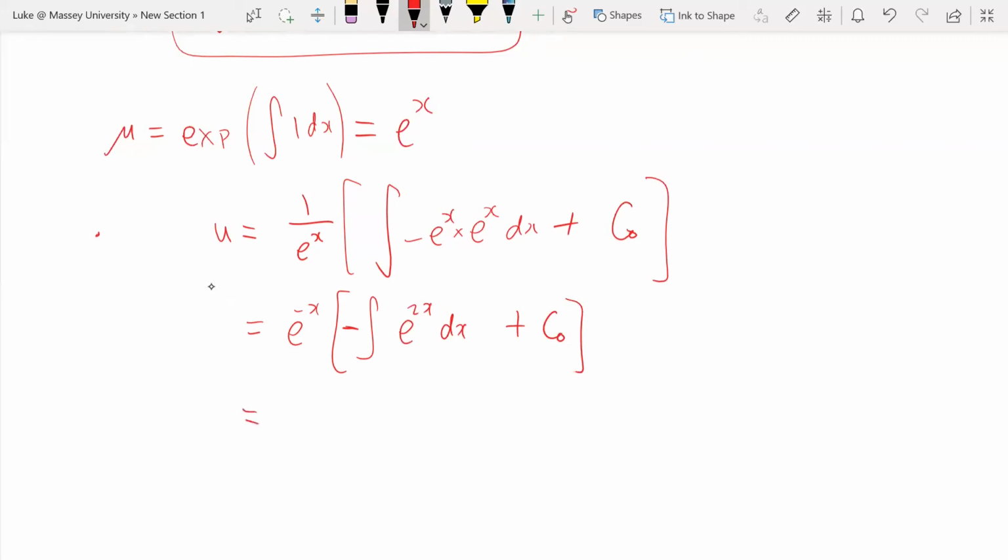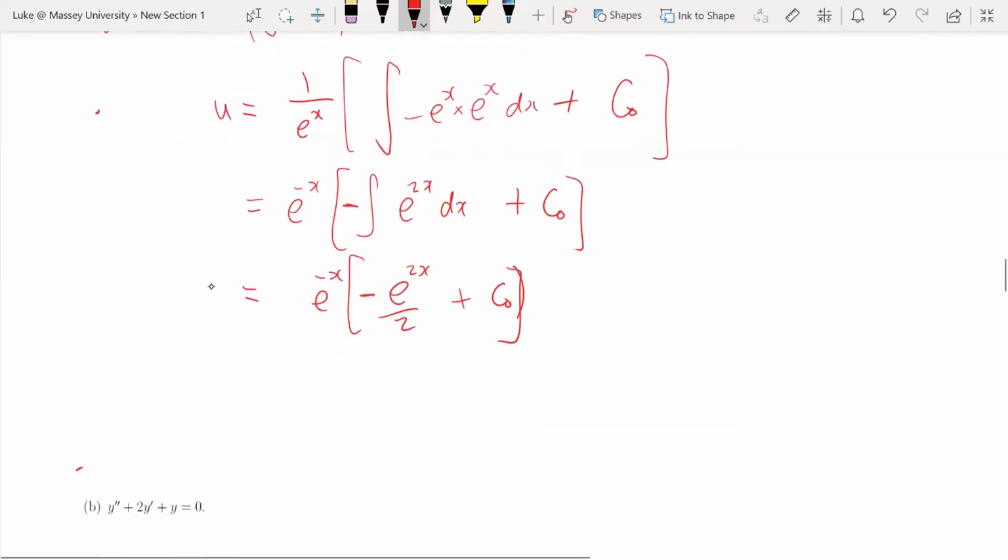Okay, so that's equal to negative e to the negative x. So now I've brought that negative all the way out of that bracket. But actually, maybe I won't do that. Sorry, I'll leave that negative in the bracket. Good. So the integral of e to the 2x is just e to the 2x divided by 2. And I've still got my plus c naught here. I can expand that bracket.